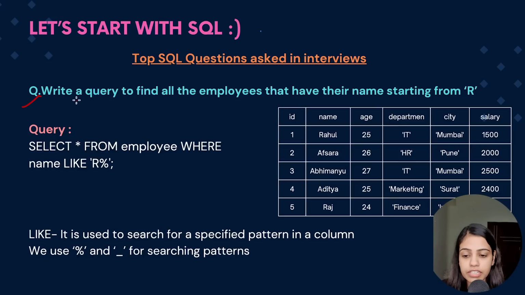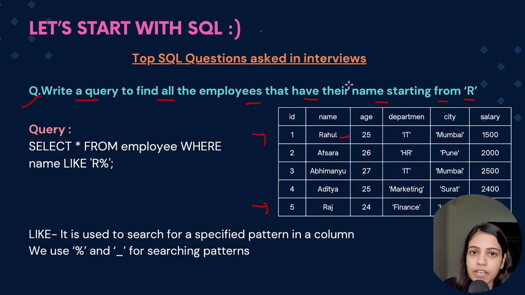Now the next question is: write a query to find all the employees that have their name starting with R. So we have to find all the employees present in my table who have their name starting with R. Here we can see that there are 2 people whose names start with R, that is Rahul and Raj. But in real life the databases are so huge and there is a lot of data present. So we often write a query to fetch data for a given condition. Now here the condition is that the name should start with R.